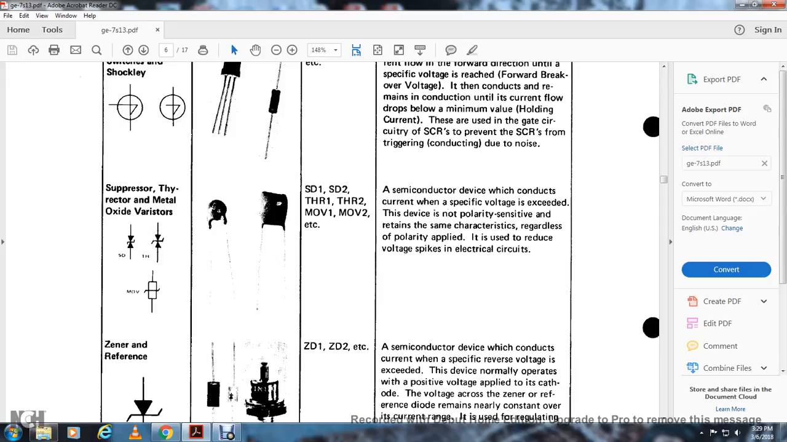A semiconductor device which conducts current at a specific voltage to protect the device. It is non-polarity sensitive and retains the same characteristics regardless of the polarity applied, so it reduces the voltage spikes in an electrical circuit.